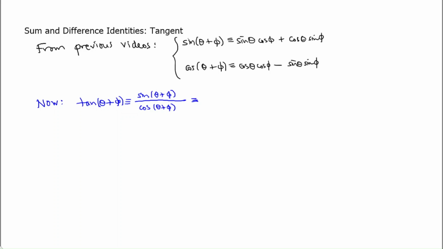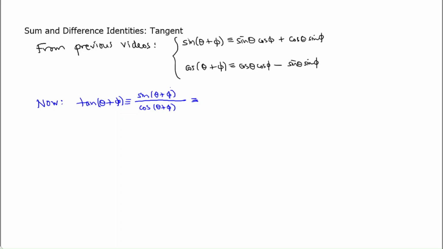You guys recall that tangent is equal to sine over cosine, as long as the insides of the function are the same, the sum of those two angles, theta plus phi. As long as that occupies the insides of the tangent, the sine, and the cosine, then we have this good old identity, tangent equals sine over cosine.